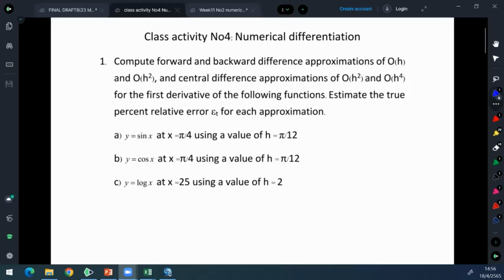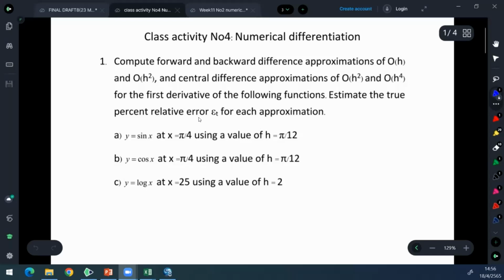In this example, we will compute the forward-backward difference approximation of O(h) and O(h squared). Then we will use the high accuracy formulas also, and the central difference approximation of O(h squared) and O(h to the power 4), which is more accurate. For this case, it is only the first derivative, and we estimate the true percent error.